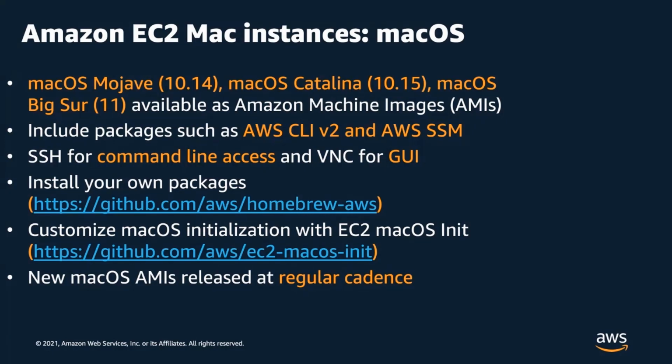So if you are connected via SSH, you can run a sudo softwareupdate, or if you are leveraging the GUI, you can go to System Preferences, Software Update, get the latest macOS version, install it, and update your instance in place. And once that instance is updated, you can go ahead and create a derivative AMI out of it, which you can use to subsequently launch all the other EC2 Mac instances.